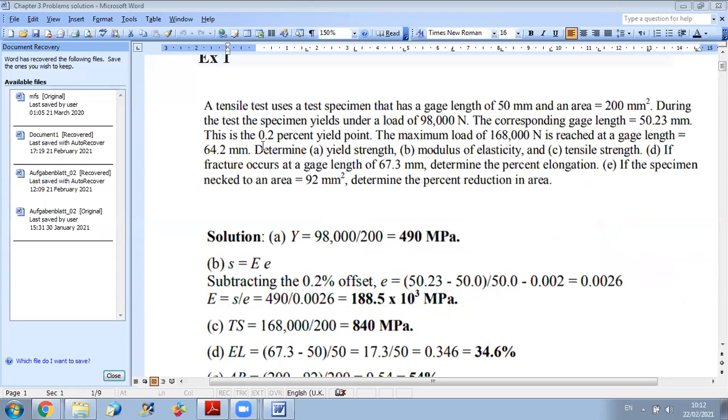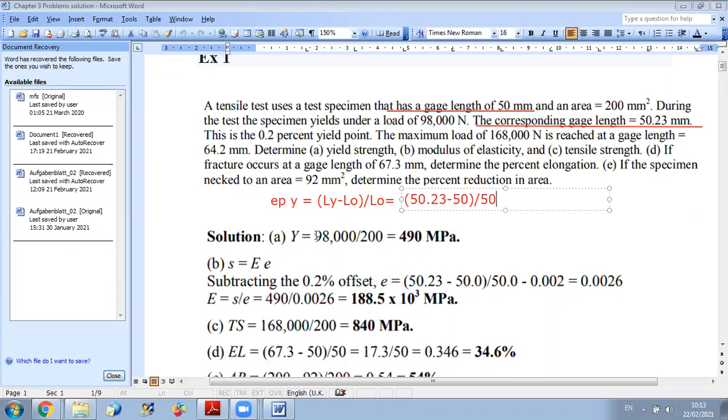By definition, what is epsilon at yield? The value of the strain at yield point is equal to the length of the specimen at yield minus L0 over L0. Okay? Now, if you read the given, they said that at the yield point, what is the gauge length? It's 50.23. And what is the initial length of the specimen? It's 50 millimeters. So to calculate epsilon at yield point, you do 50.23 minus 50 over 50.